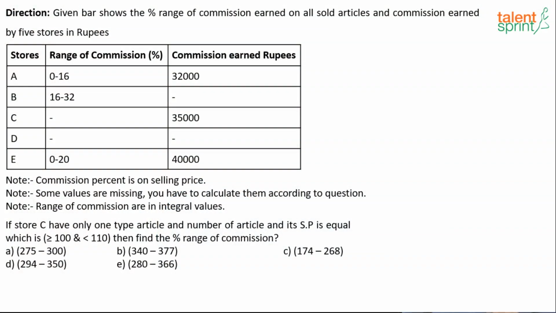Okay, let's take up the next question from the same data, which is on your screens now. Try this. Here it says, if store C has only one type of article and the number of articles and its selling price is equal, which is in the range of, greater than or equal to 100 and less than 110, then find the percentage range of commission. Quick.